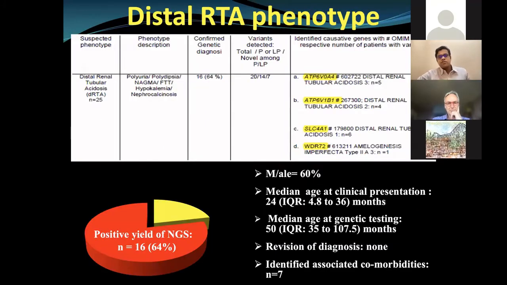So distal RTA was the most common phenotype. About 25 patients presented with this phenotype, and out of these, 16 had a genetically significant mutation. So the yield was 64%, and among them, in 7 patients we were able to identify comorbidities like sensorineural hearing loss, hemolytic anemia, etc.